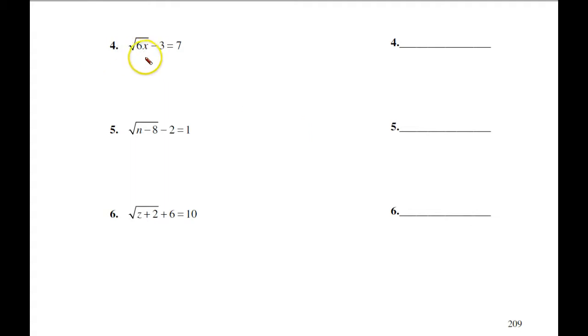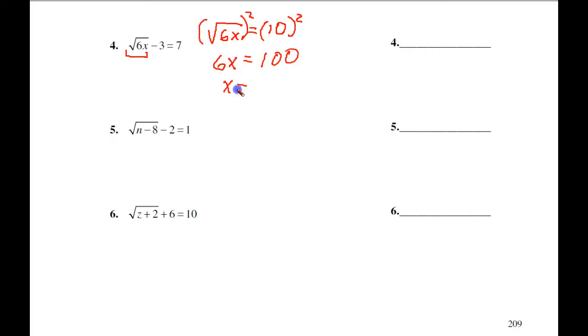So a couple of things are going on now. The rule is isolate the radical. So this will become the square root of 6x. Now I'm going to transpose that. That will give it a 10 on the other side. And then we square both sides. And this just gives us 6x equals 100. And we get x equals 100 divided by 6, which will reduce to 50 over 3.